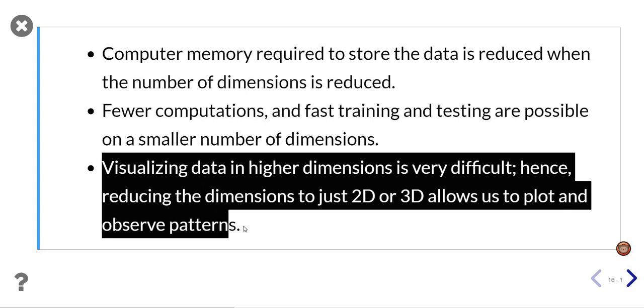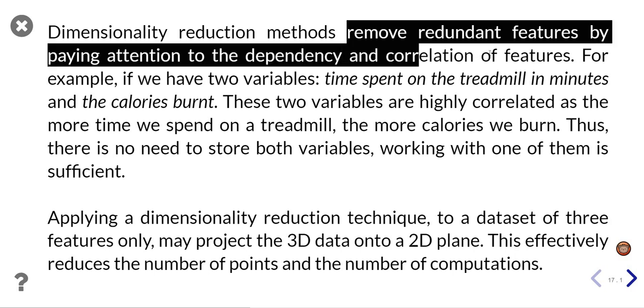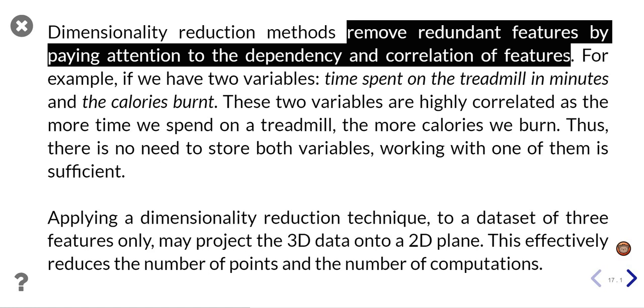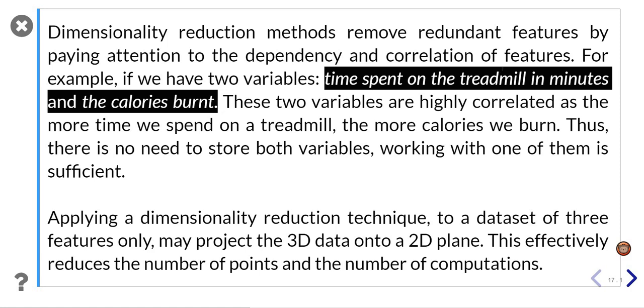Visualizing data in high dimension is very difficult because there are a lot of attributes. Therefore, when you reduce the dimension to 2 or just 3 dimensions, it allows you to plot and observe patterns. So these are some of the dimensionality reduction benefits. Let's say, for example, dimensionality reduction methods remove redundant features by paying attention to the dependency and correlation of features. For example, say you have 2 variables: time spent on treadmill in minutes and the calories burned.